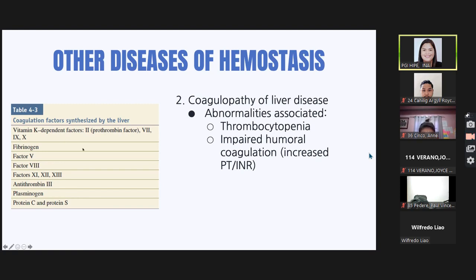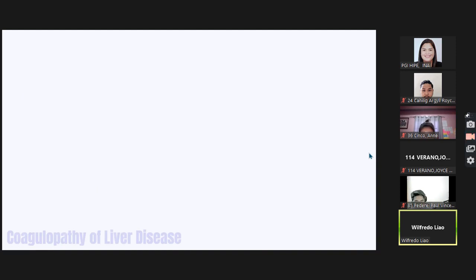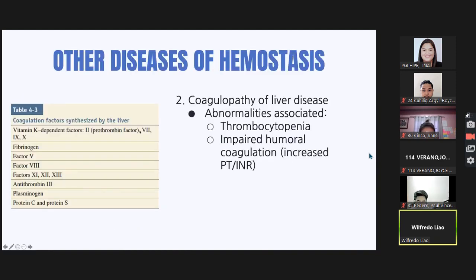So this is just a table lifted from our textbook. Table 4-3, that's your coagulation factors synthesized by the liver. I think you have to elaborate on the table because it's very important clinically.